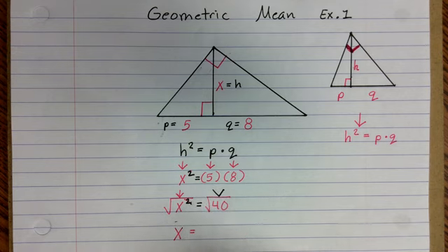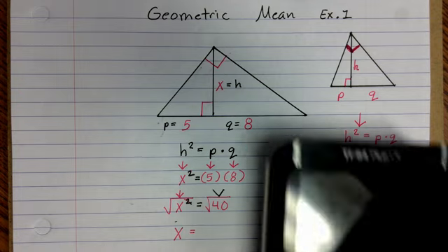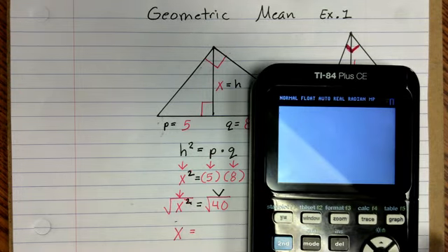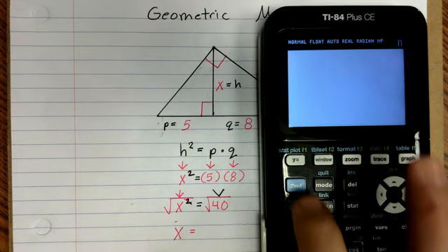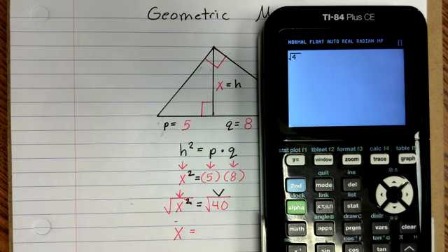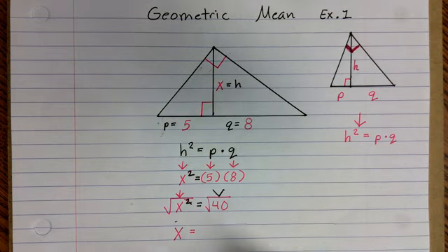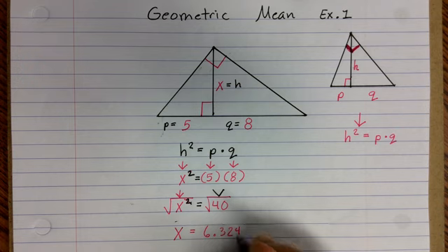Now I also have to take the square root of the right side, which is 40. So I'm going to get my calculator real quick, and I'm going to type that in. The square root of 40, hit enter, and notice it says 6.324. So I'm going to write that down, 6.324. Now we do want to round to the tens place. That's the first decimal place.